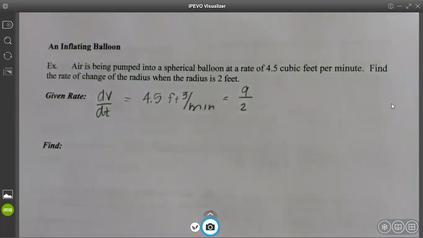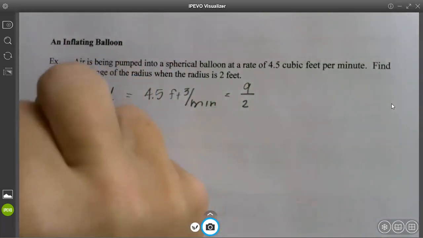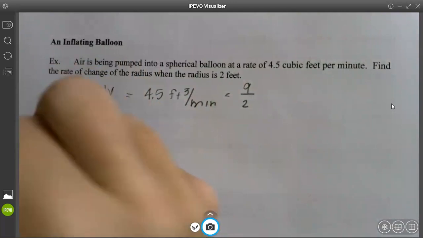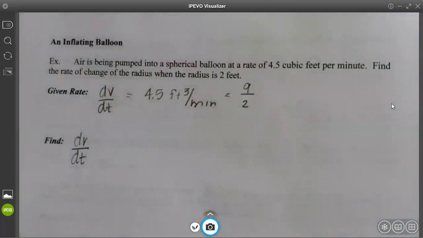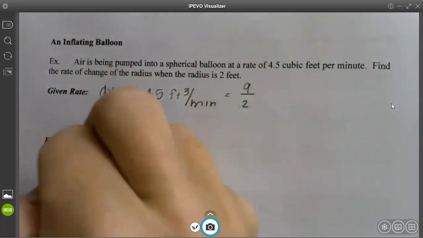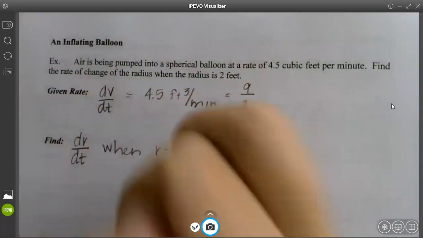What they ask us to find. Yeah, it's always going to be a rate of change of what? The radius. So how would I write that? dr/dt. But they put a little more with that. What's the question? Find the rate of change. And that's what we're going to write. When r equals 2.